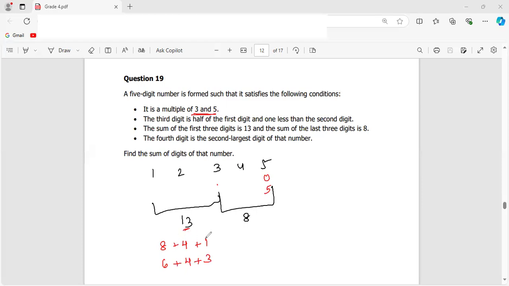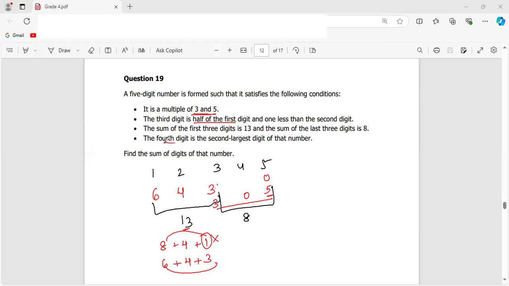In the first case, they're saying the third digit is half of the first digit, but this is not happening here. But it is happening in 6, 4, 3. So in this case, it's adding up to 13. The third digit is half of the first digit and 1 less than the second digit, so this condition is also getting met. And then they're saying the sum of the last 3 digits is 8. Now, if I put this as 0, this becomes 305. The sum of the digits is 8.